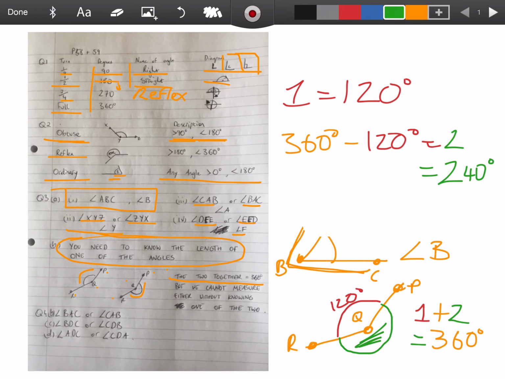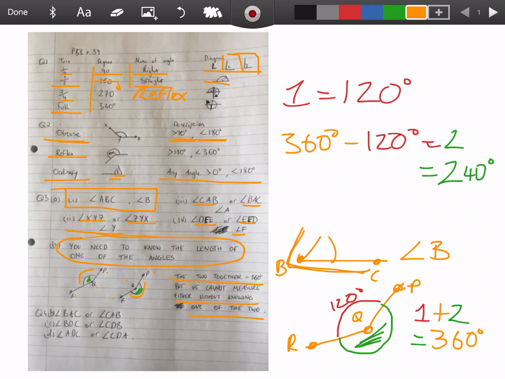But it doesn't tell me in the problem what that angle is or what that angle is. So I need to know one of them to work out the other one. As I've just said, we cannot measure either without knowing one of the other two. We could use a protractor to do it, but it doesn't give us that kind of information. We don't know that it's drawn exactly to scale in that question. So that's the piece of info that we'd need to know to work out what the other angle is.